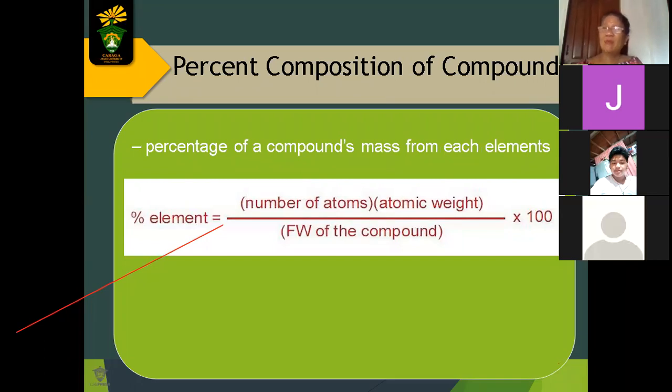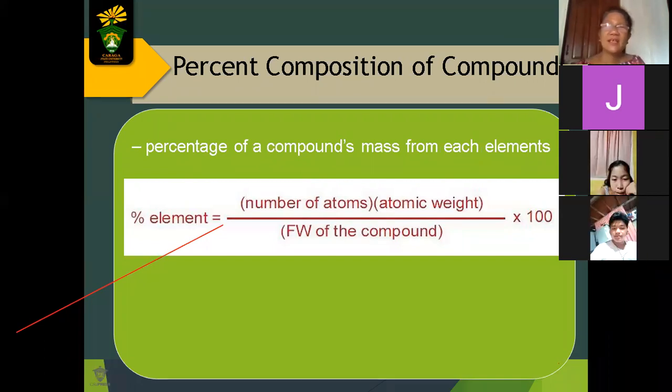Even blood, 80% of it is water, so that it will easily evaporate, and 20% is its content. So that is what is meant by percent composition in a compound.